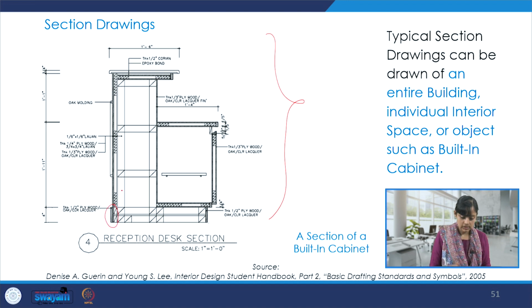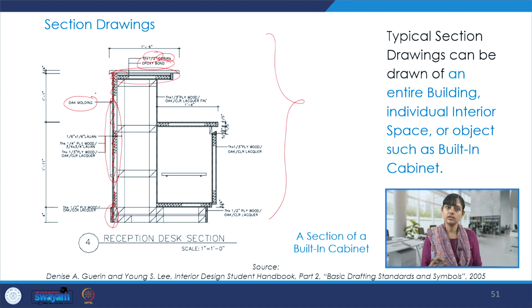It will show us the wall thicknesses, the kind of material that is there in this wall, and what are the different kinds of details, whether it's the material Corian or timber or metal, whether it's half an inch thick or 1 inch thick, whether it's an MDF board, whether it's 8 mm, 10 mm, epoxy bond or any other kind of adhesive. Here we see this molding, so whether it's oak or cherry or mahogany, what kind of wood it is.